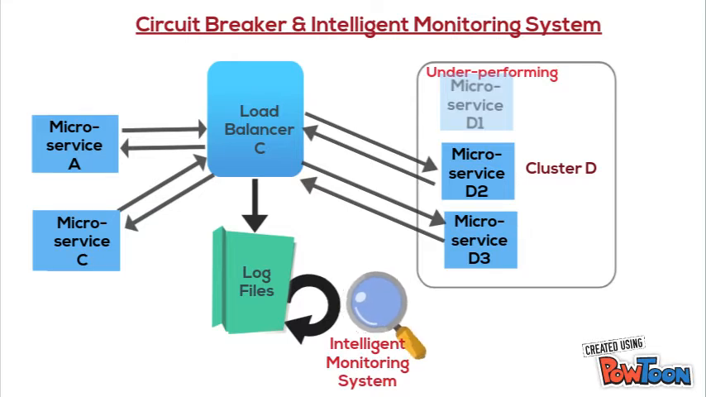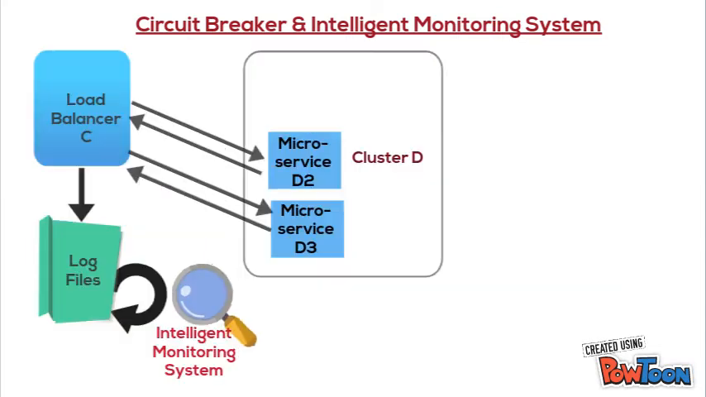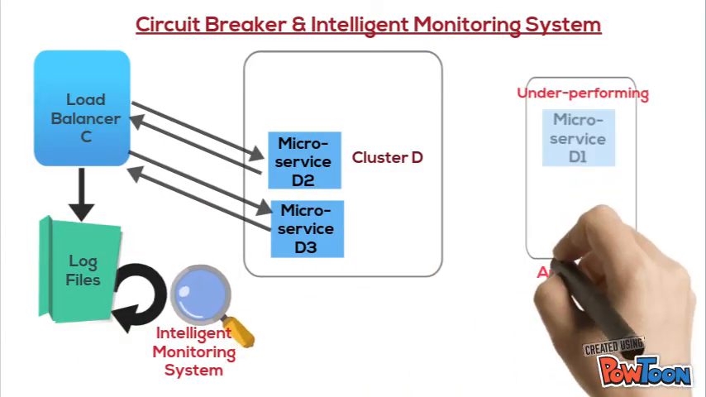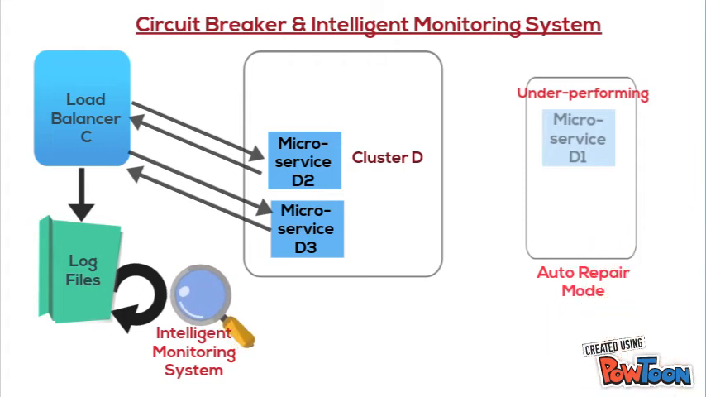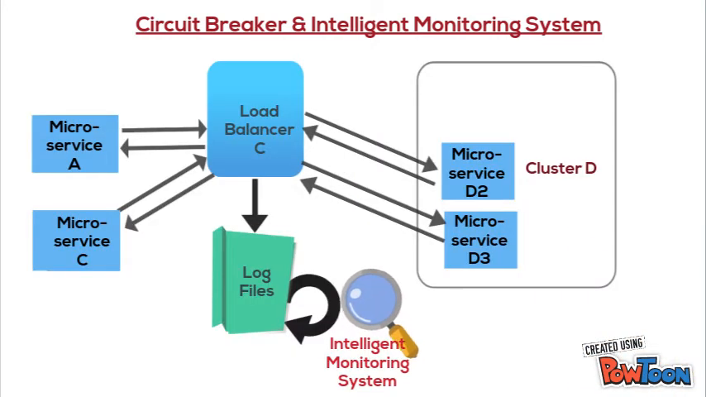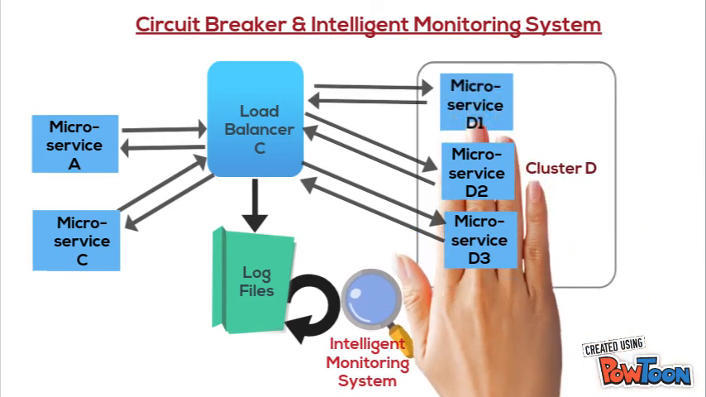If any node in cluster D becomes underperforming, the tool will update the load balancer to stop redirecting any traffic to such node and send a mail to the system admin. The tool will include an auto repair mode which will analyze the problematic nodes. Auto repair mode will give the node back to load balancer if it starts to work normally.